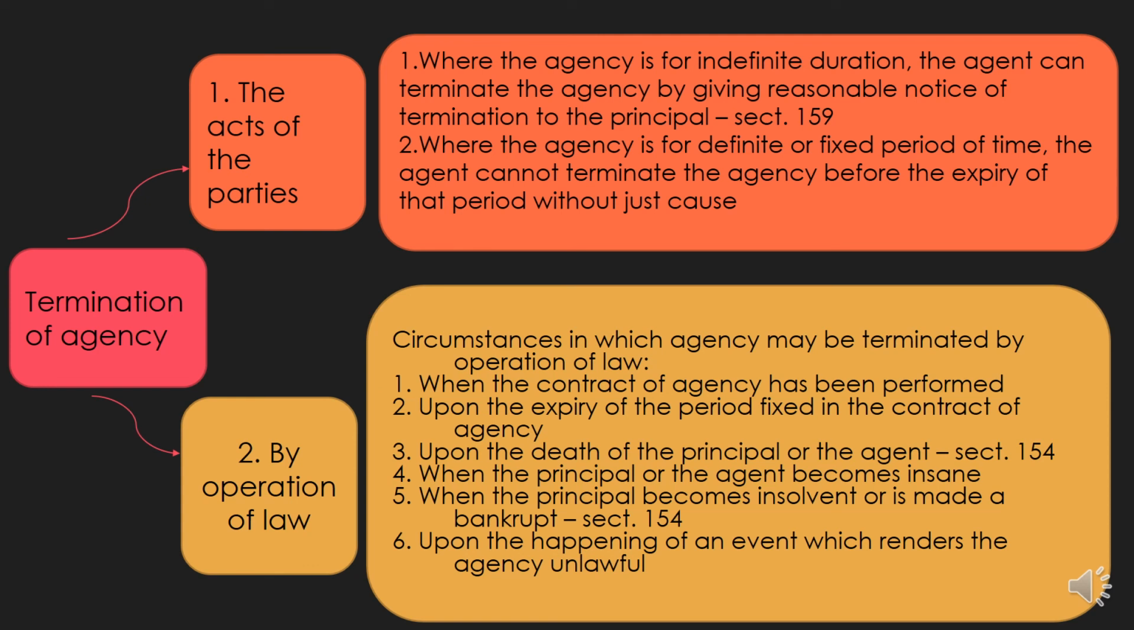Or, number six, upon the happening of an event which renders the agency unlawful. Something happens, and after it happens, the agency becomes unlawful. For example, we have a law, the ABC law, which allows this person to have an agency. And now, after 20 years, the government decides to abolish the ABC law. Whatever activities under the ABC law are considered unlawful, for example. So the agency under this will become unlawful. The moment it becomes unlawful, the court can terminate the agency. This is the termination of agency. Okay.